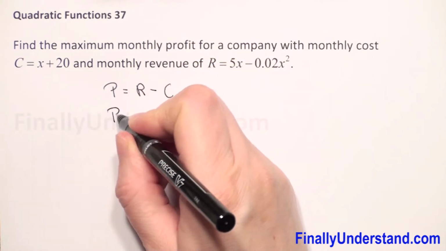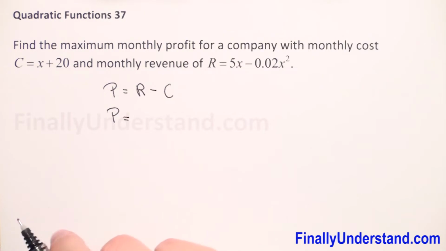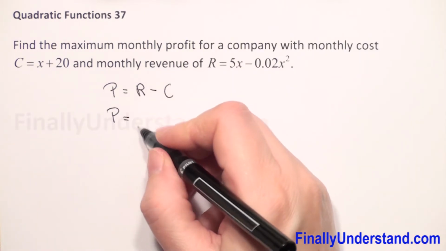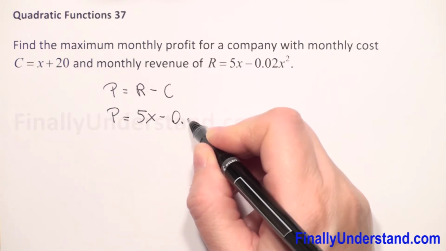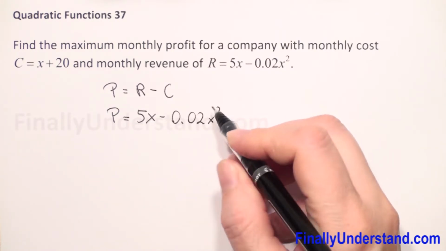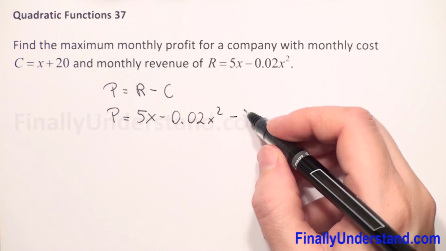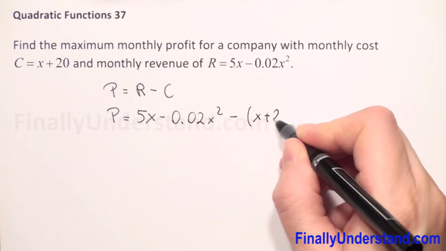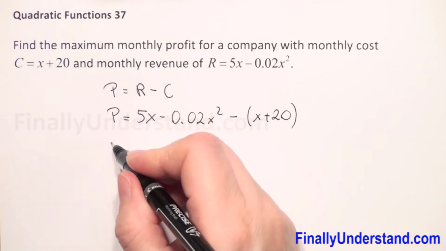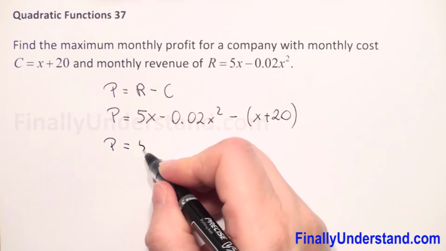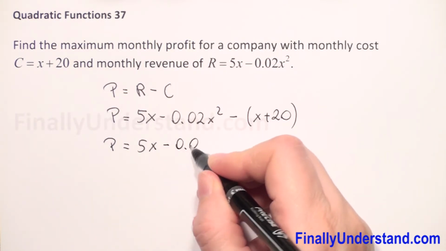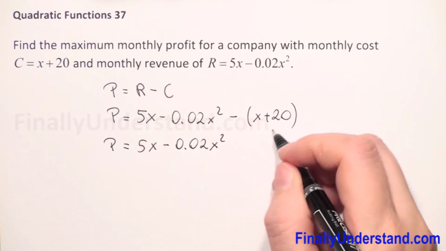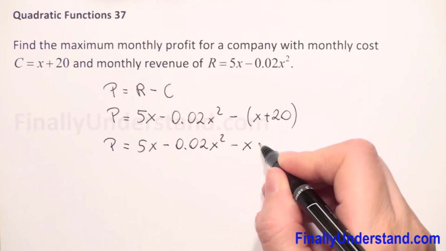So the profit will be equal, revenue is 5x minus 0.02x squared, and we have to subtract the cost, which is x plus 20. So P is equal to 5x minus 0.02x squared, negative sign before parentheses, so it will be negative x, negative 20.